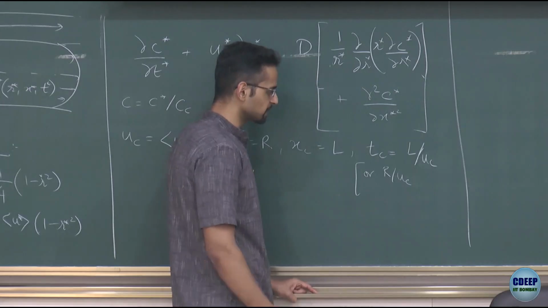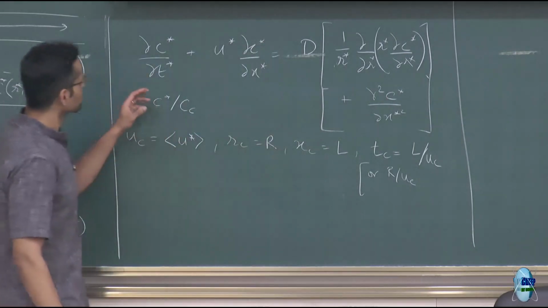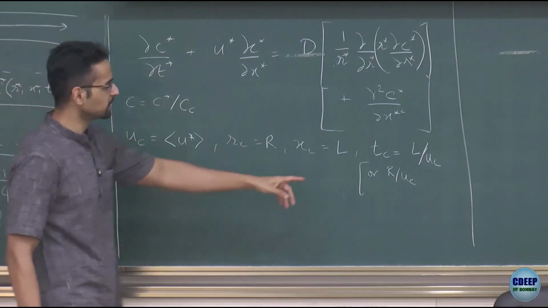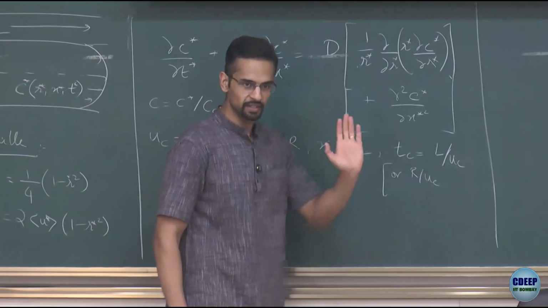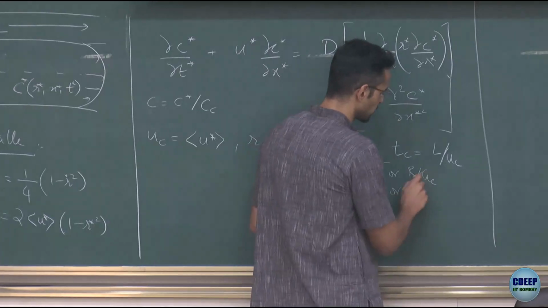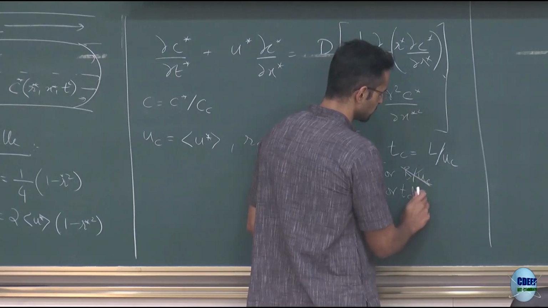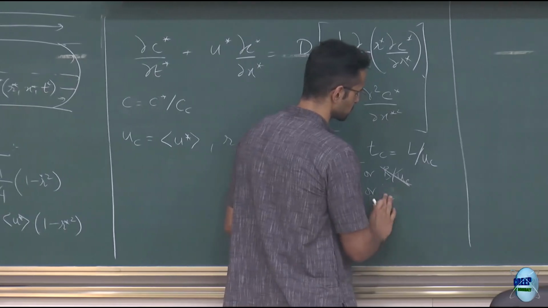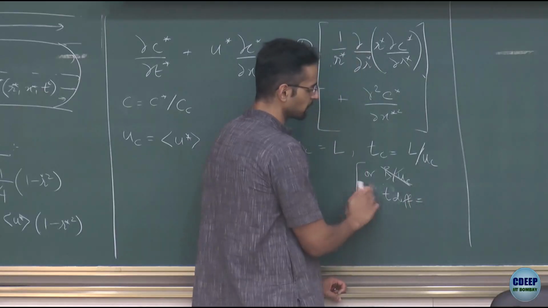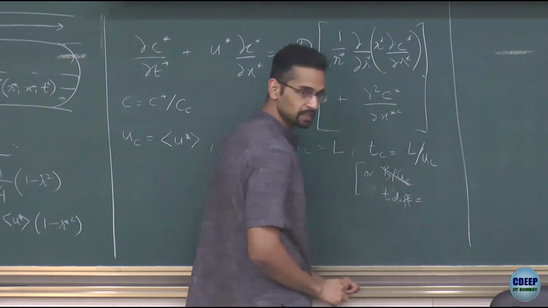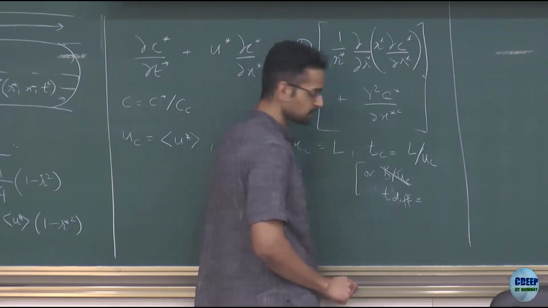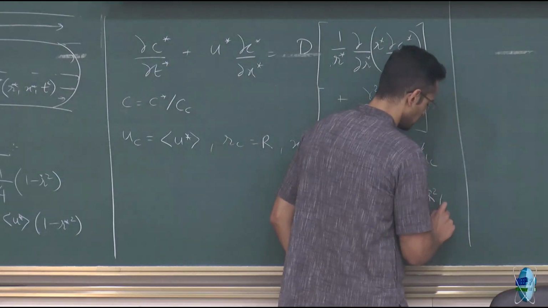But that doesn't really make any sense, because UC is in the L direction. Physically speaking, the only advective time scale is L by UC. There's no advection in R. What is happening in R is diffusion. So this I will not take, but I could also have a diffusion time scale. We should keep in mind that there is a diffusion time scale, which in terms of the diffusion coefficient is R squared by D.